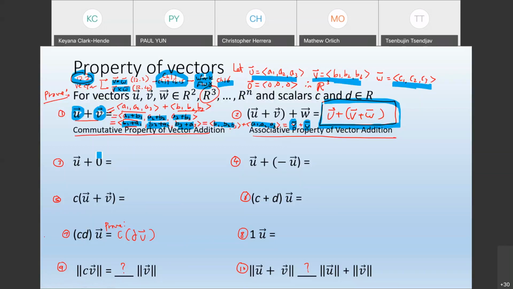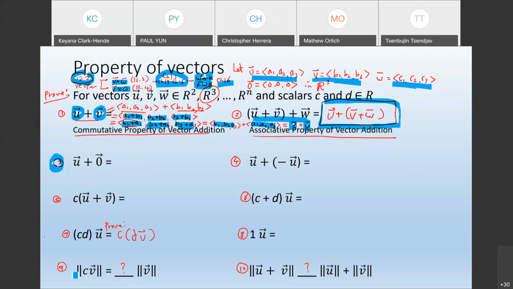How about number 3? All right, everybody, 1, 2, 3. Type the answers. Number 3, type the answers. All right, everyone, come on.